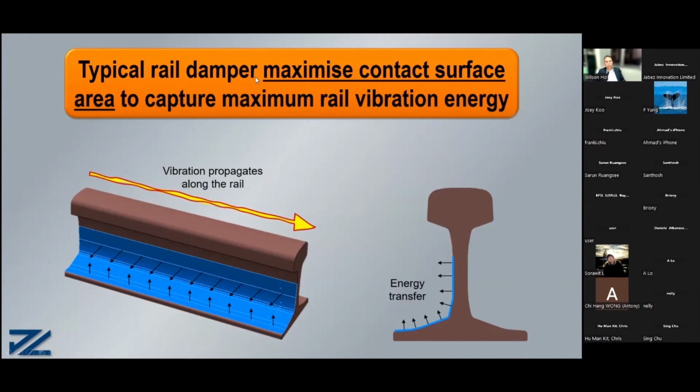For the typical wheel damper, the design concept is to maximize the contact area. So the wheel damper is designed to have contact area all along the profile of the wheel. This allows it to capture more vibration energy.